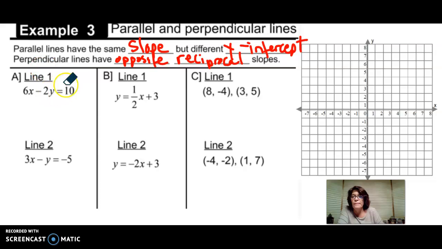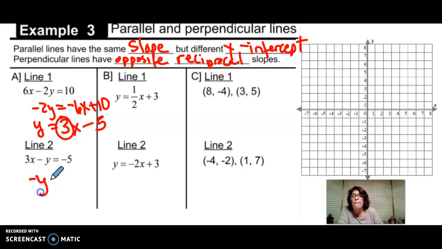Okay, so line 1 here has a slope. Again, I have to take that and put the 6x to the other side. Subtract 6x, divide by a -2. -6 divided by -2 is +3. 10 divided by -2 is -5. Slope is 3. This one, I'll take, and subtract 3x to the other side with the -5. Divide by a -1.